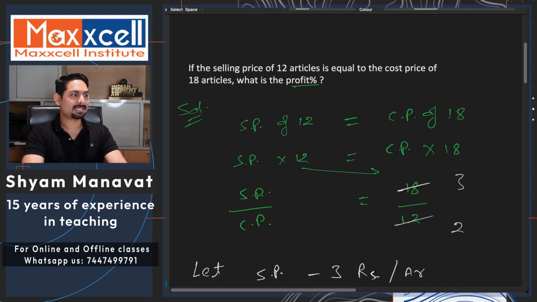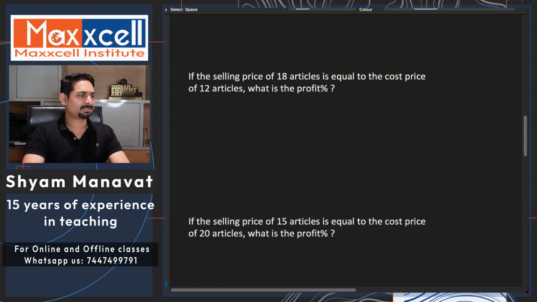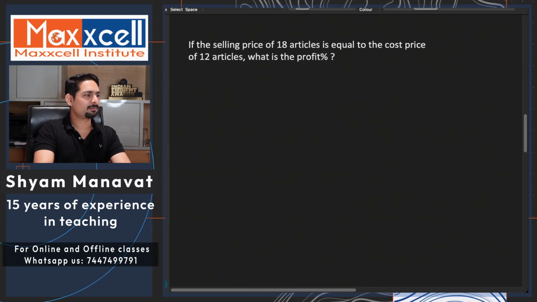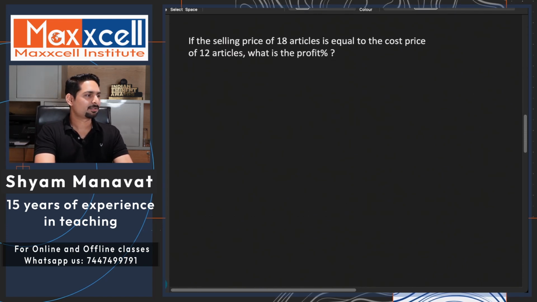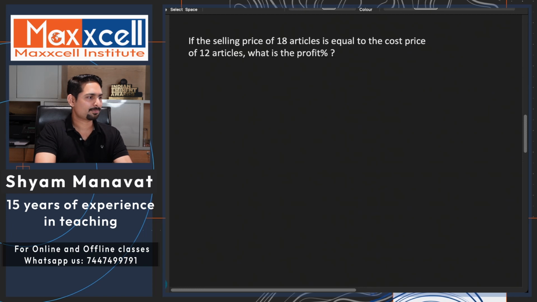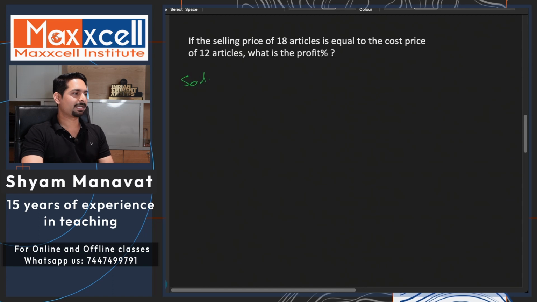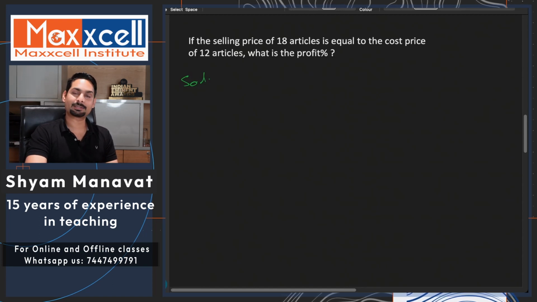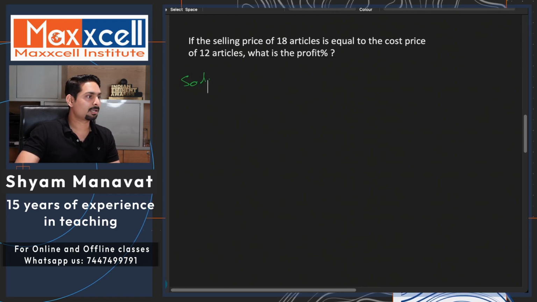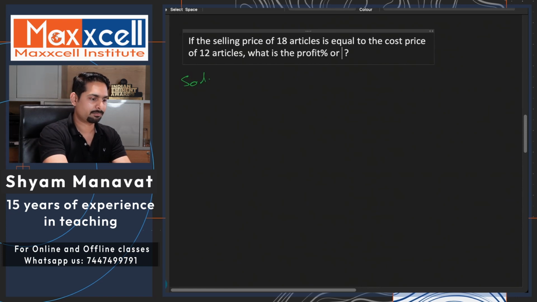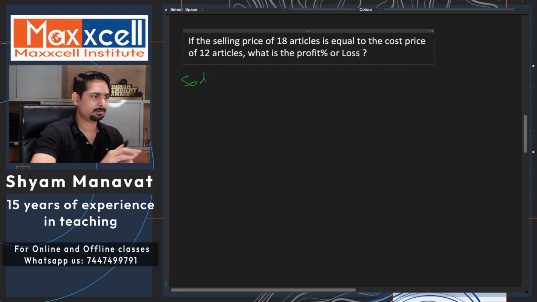Okay, next question: the selling price of 18 articles is equal to the cost price of 12 articles. Let's see it. Similar question, more practice, it will make your concepts stronger. Okay, so solution. Now here it says the selling price of 18 articles is equal to the cost price of 12 articles. Find the profit or loss percent.